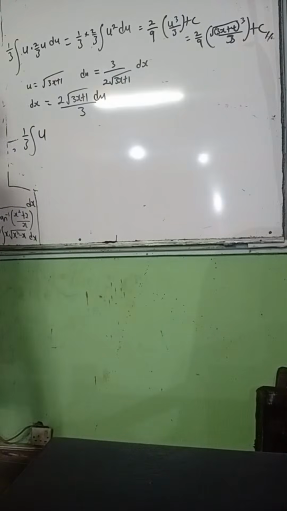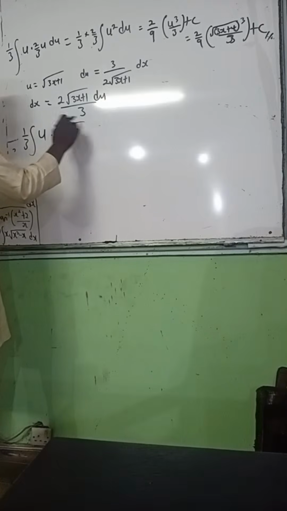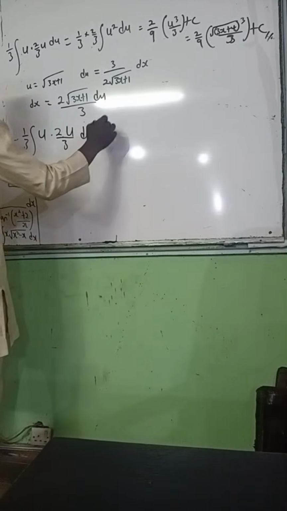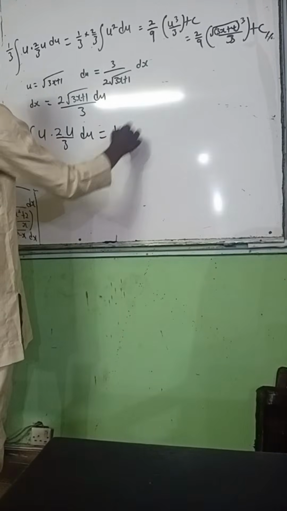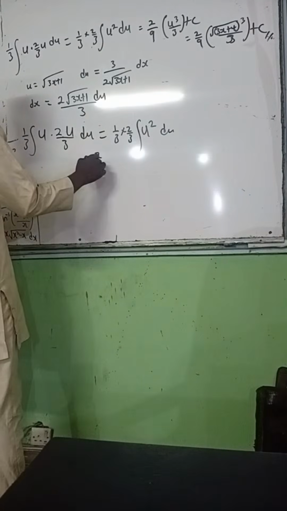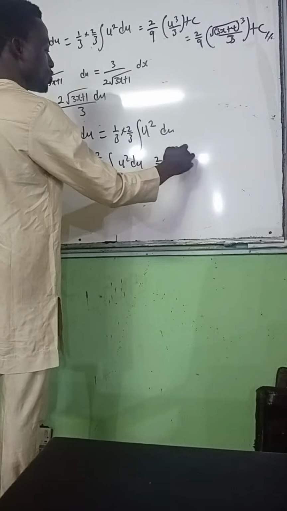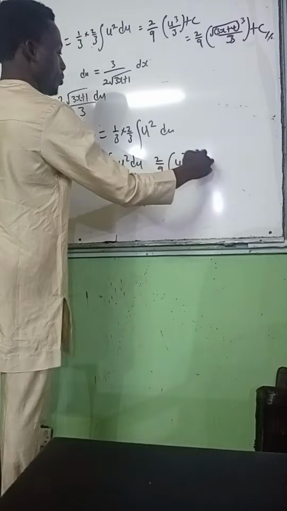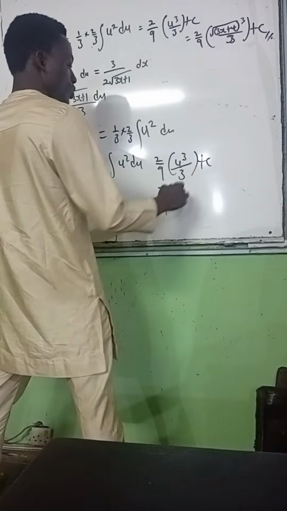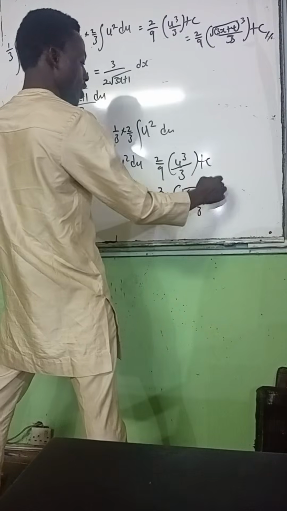So at the end of the day, you can say 1 over 3 integral u, since our u is root 3x plus 1, dx is 2 root u over 3 du, equals 1 over 3 times 2 over 3 integral u times u squared du. So we have 2 over 9 integral u squared du, and that's 2 over 9, open bracket, u cubed over 3 plus c. That's 2 over 9, root 3x plus 1 all cubed over 3 plus c.